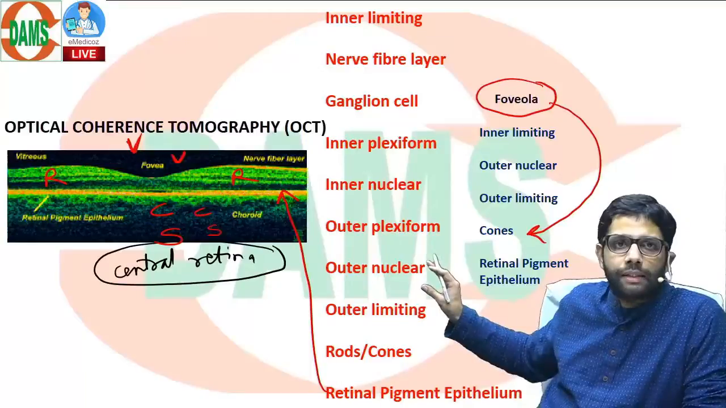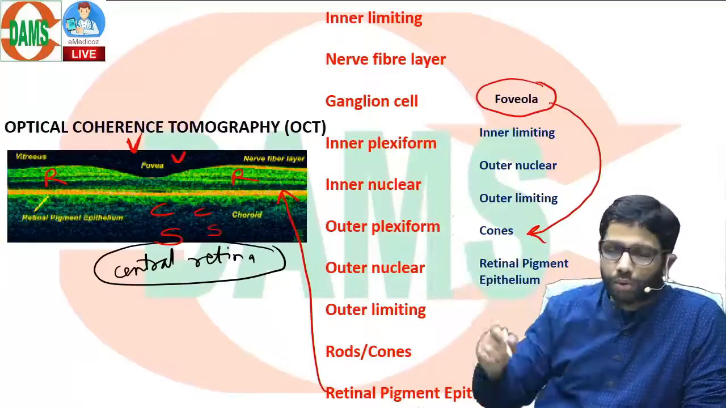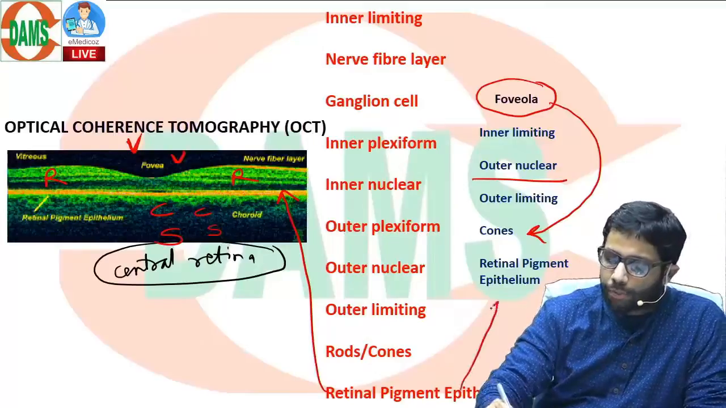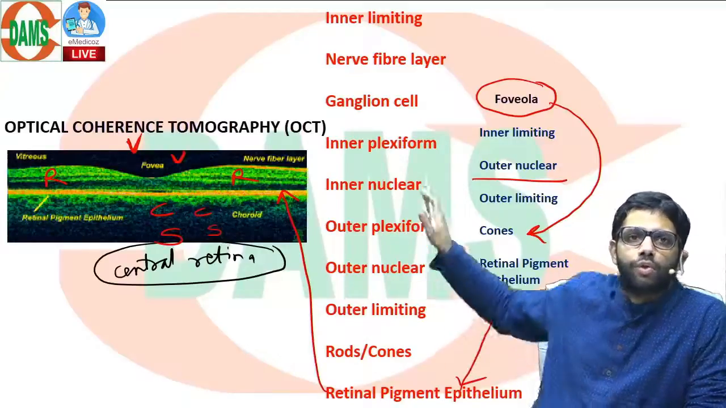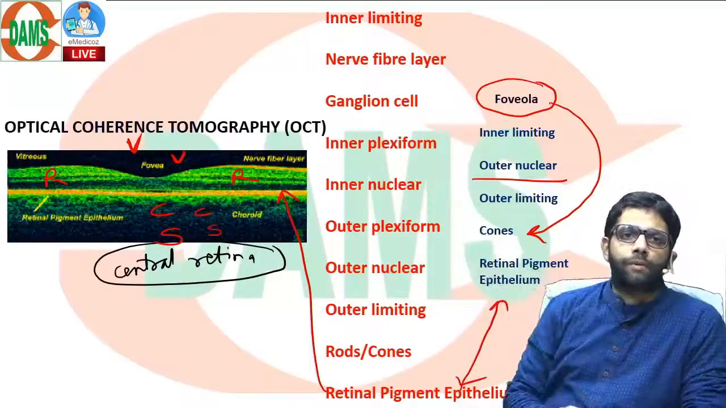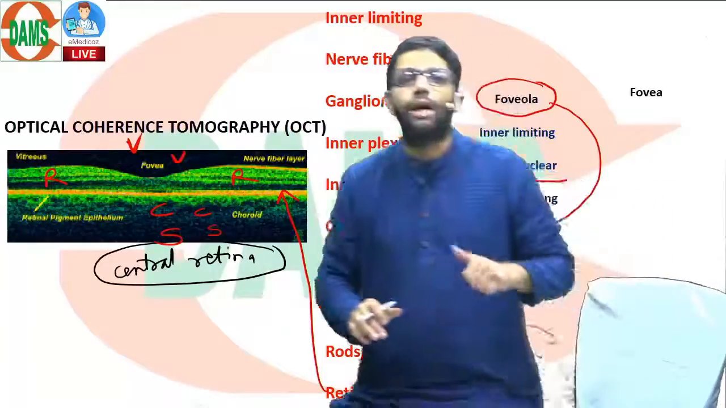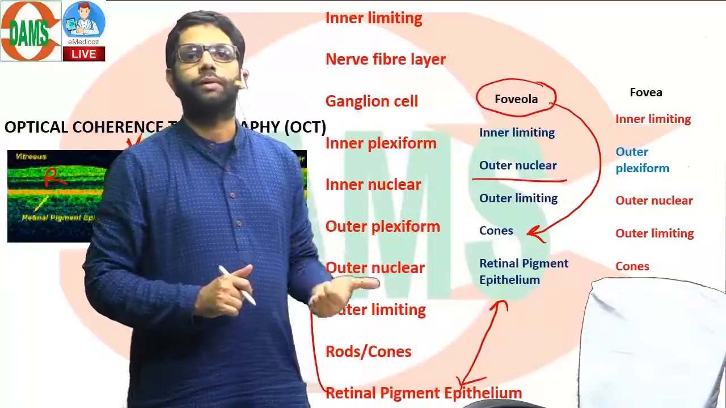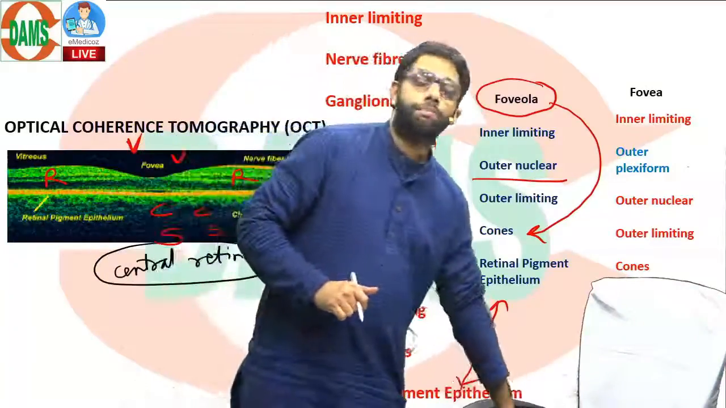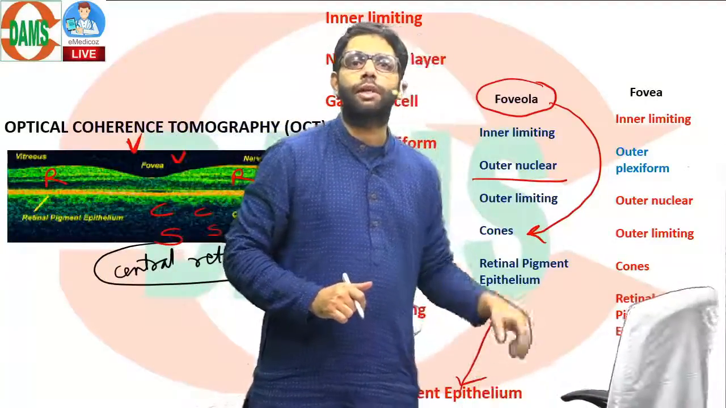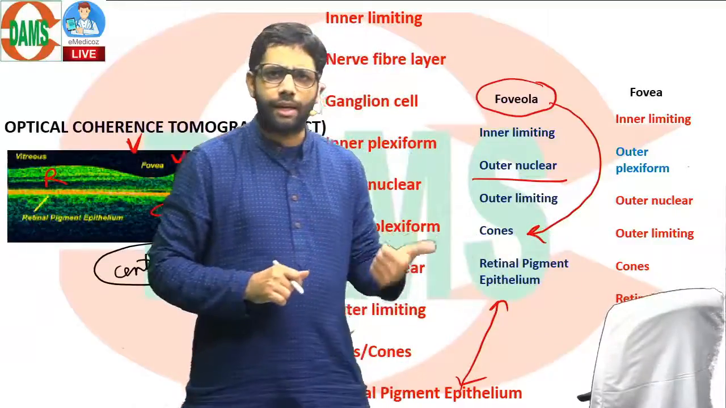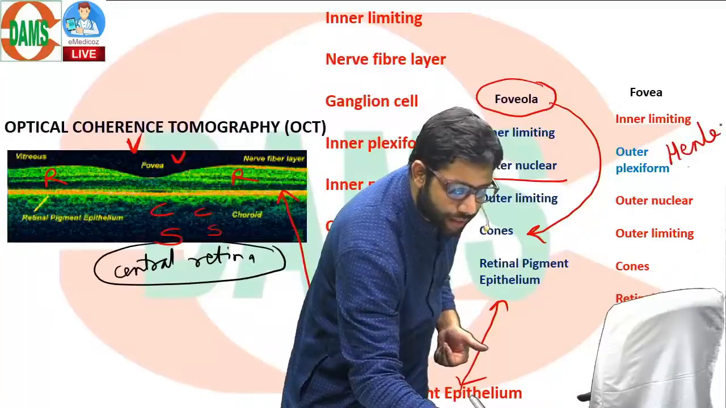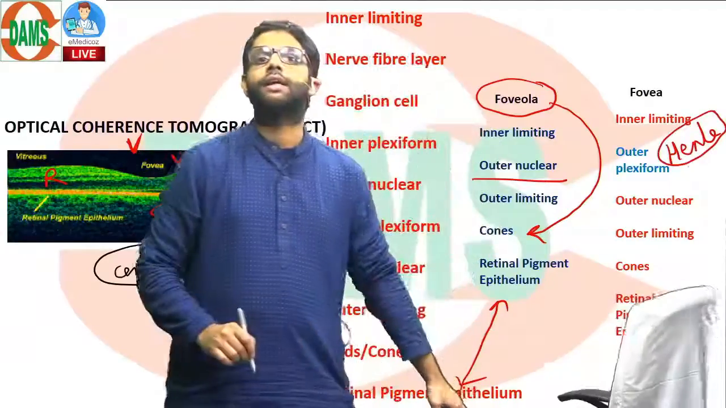And if cones are present, the nucleus of rods and cones are in the outer nucleus. It has to be present. And the red line RPE is present everywhere. So only these 5 layers are present in the fovea. And if we add one more layer to the fovea, one more outer plexiform layer, which is a synapse layer and also known as Henle's layer, because the scientist discovered this layer, Henle's layer.